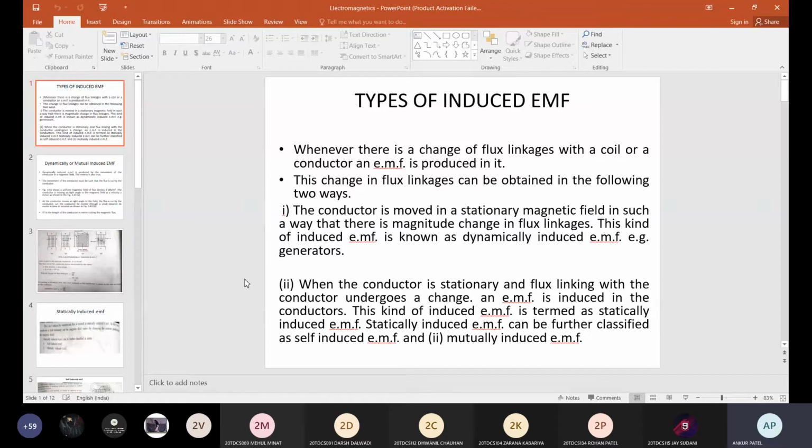Does anyone have a doubt about dynamically induced EMF and statically induced EMF? In dynamically induced EMF, we are moving the conductors. In statically induced EMF, we are keeping the conductors stationary. Now we'll go into detail for the first case, dynamically induced EMF.